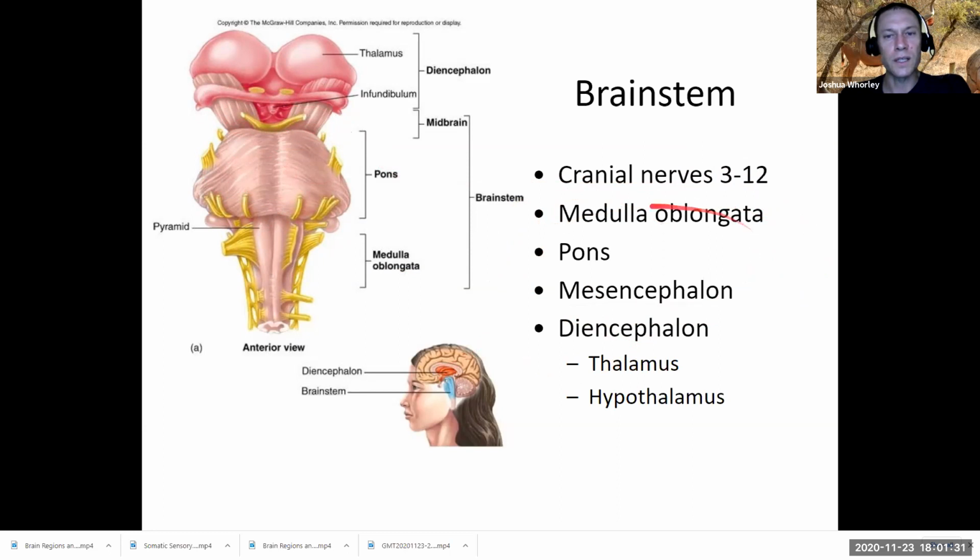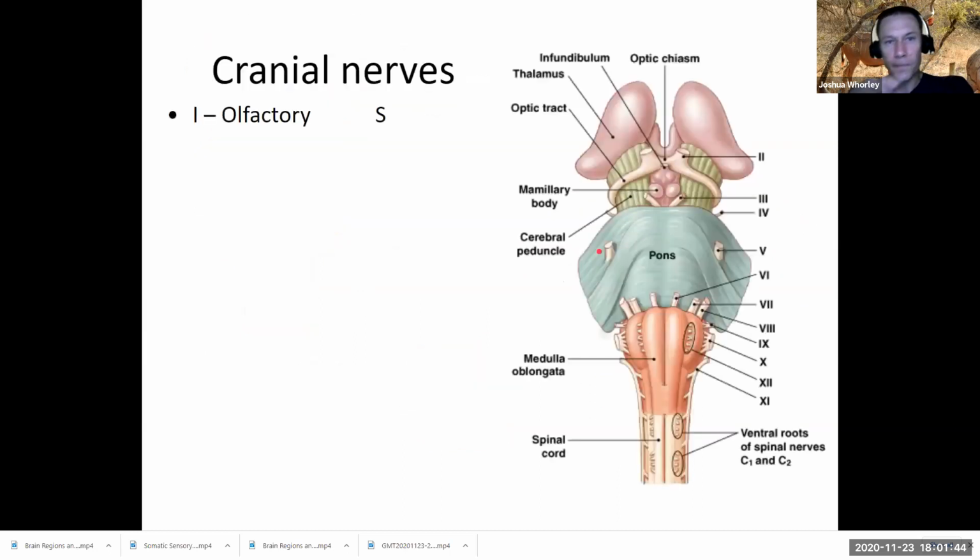And of course, collected within that, the cerebellum. We don't really call that part of the brain stem, but it is from the hindbrain. So it is from the same embryonic source as the medulla oblongata and the pons.